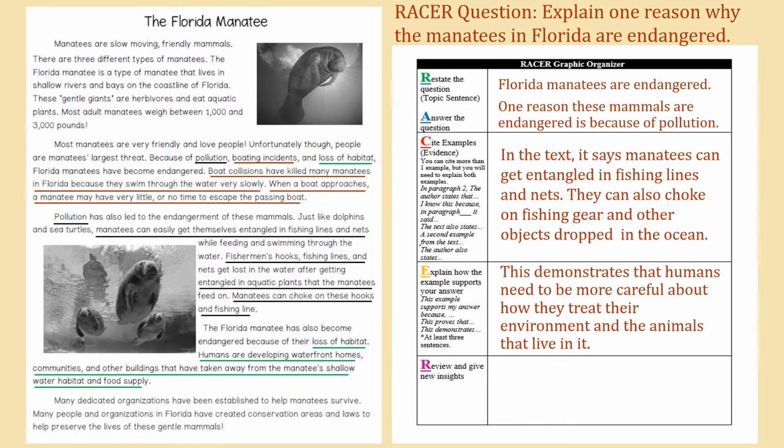And so I'm going ahead and filling out the RACER graphic organizer, because this is what we wrote, or an example of how to write a RACER constructed response. Sorry about that, guys. Okay, I'll get back on track. So the RACER question, or the writing prompt, I should say, was explain one reason why the manatees in Florida are endangered. And this is an example. So when I say example, I'm going to go ahead and go to the next slide.